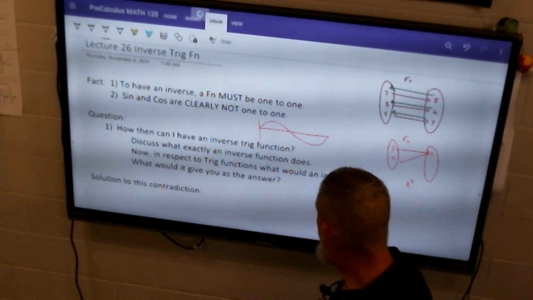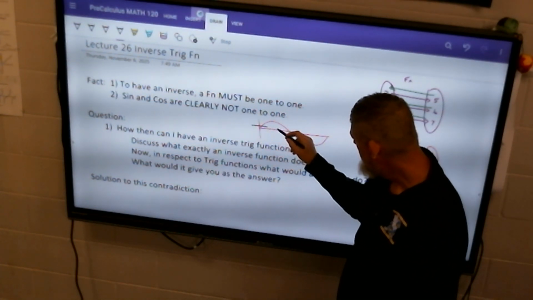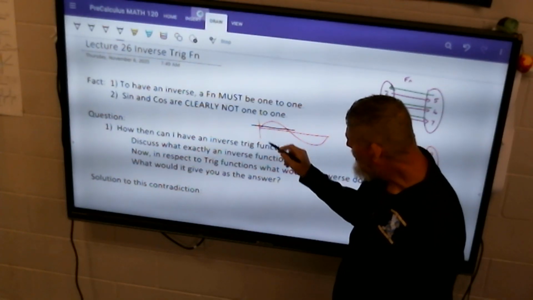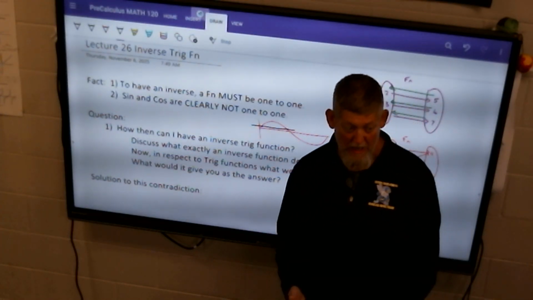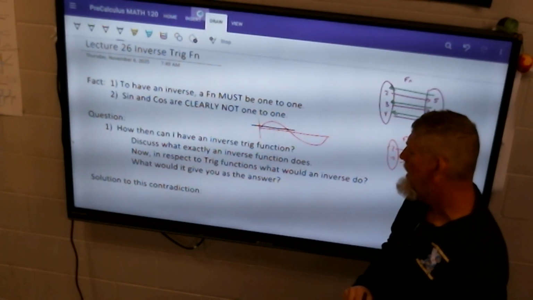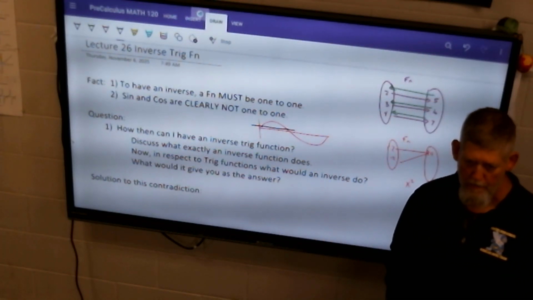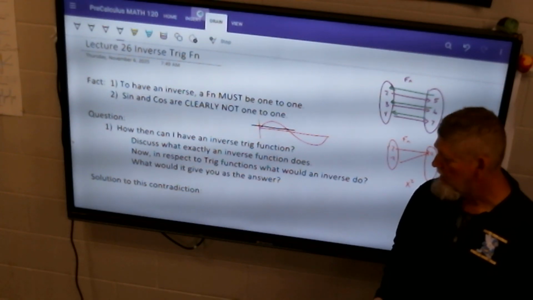In fact, do you remember how we test it? A horizontal line test. 1/2 goes back to an infinite number of possibilities. So to have an inverse, a function must be one-to-one. Sine and cosine are clearly not one-to-one.